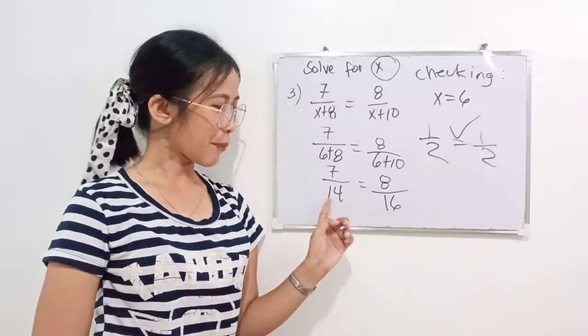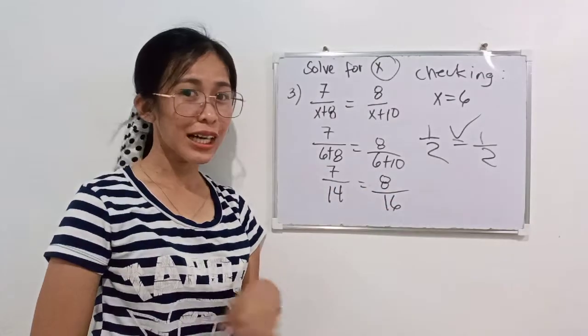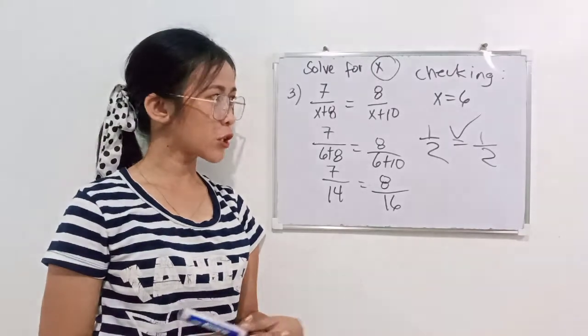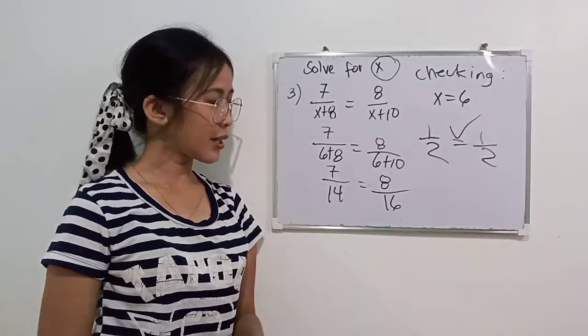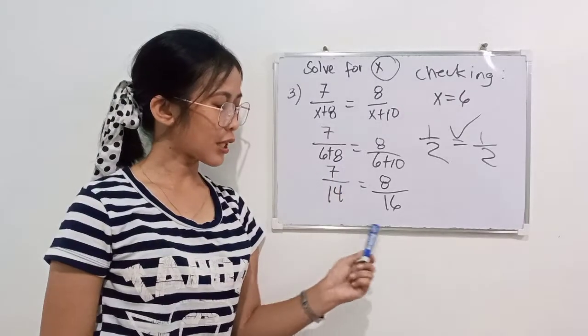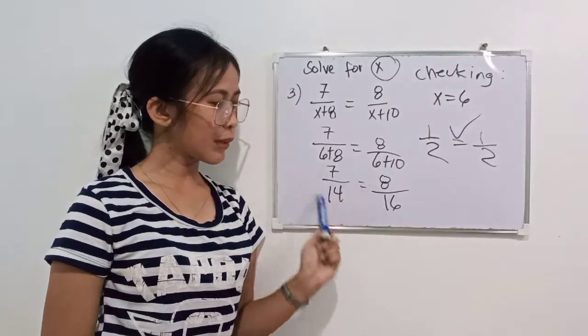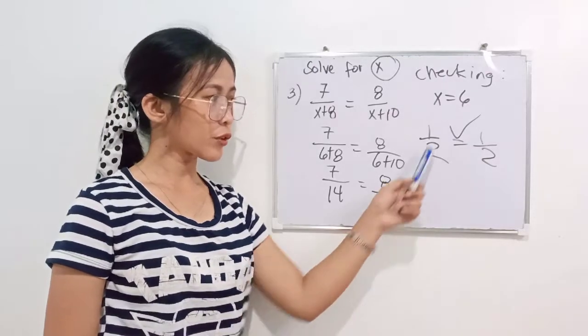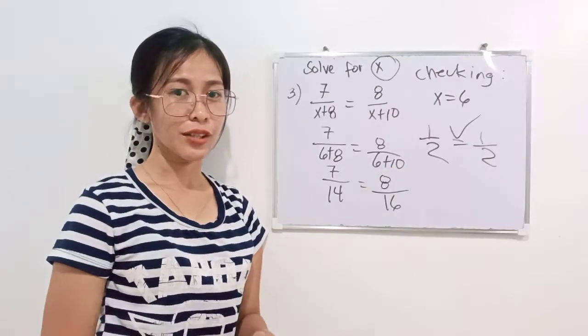Alright? So, remember kapag ganito na yung situation, kagaya din yung mga nauna kong dalawang binigay na example, kapag na-substitute nyo na siya sa checking and na-simplify nyo na siya as ganito, pwede nyo nang gamitin any properties of proportion to enable you to identify kung tama ba ang sagot natin.